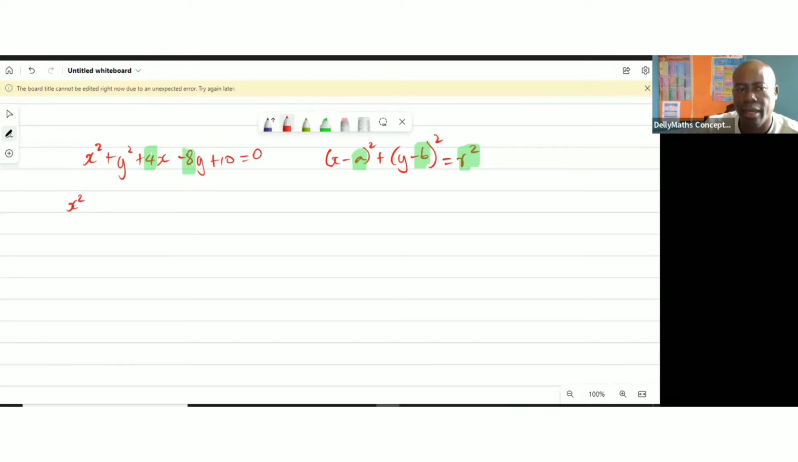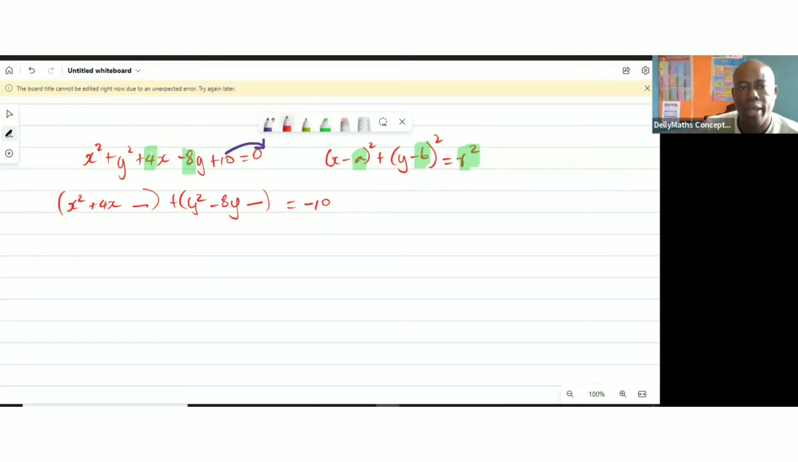So we're going to collect the x's. I'm going to leave a space there. All right. And then I'm going to call it the y's. So y squared minus 8y, I'm going to leave a space there. And this 10 was going to be a negative 10 on the other side. So basically, I get this on the other side by subtracting 10 from both sides. All right, so you could see what's going on there.